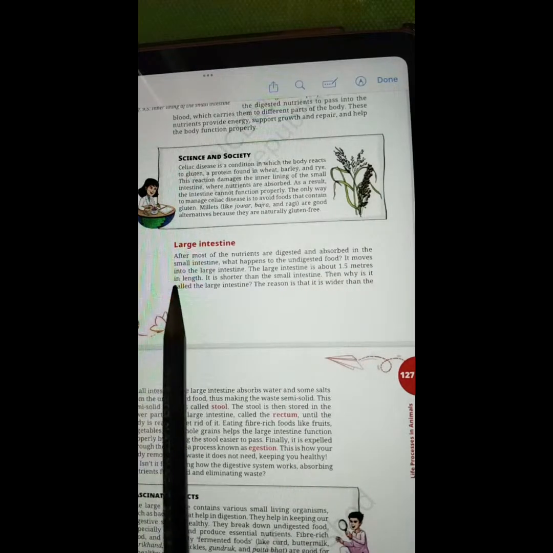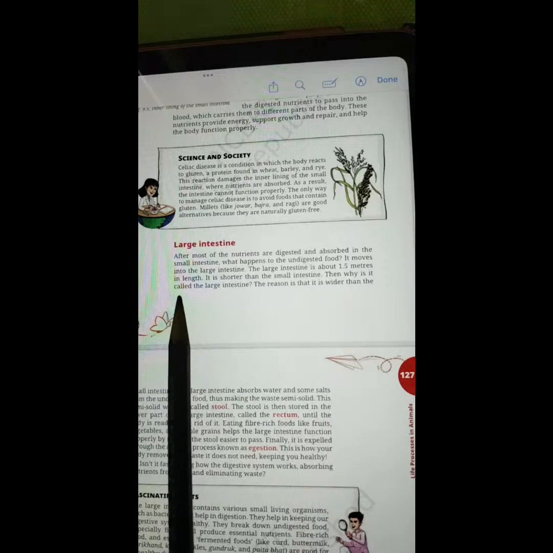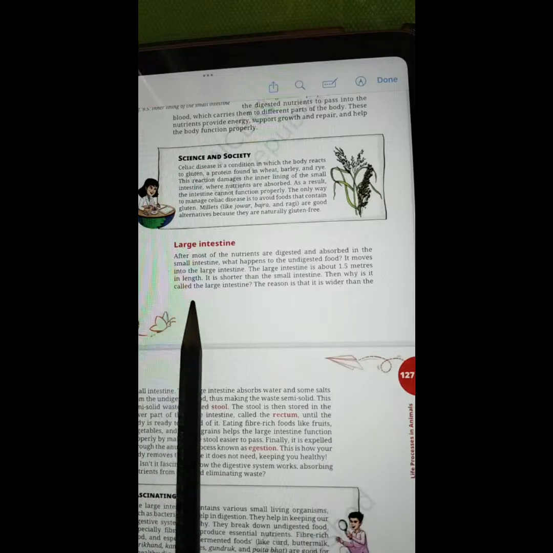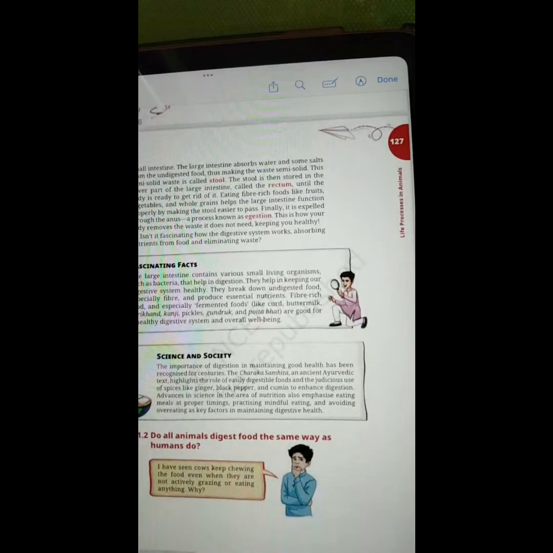Large intestine. After most of the nutrients are digested and absorbed in the small intestine, what happens to the undigested food? It moves into the large intestine. The large intestine is about 1.5 meters in length. It is shorter than the small intestine. That is why it is known as the large intestine. The reason is that it is wider than the small intestine.